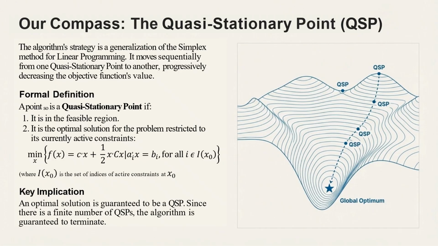Take a look at the diagram on the right. You can see the contour lines and a dashed path passing through several QSPs. This illustration perfectly demonstrates how the algorithm jumps from one point to the next by dynamically updating the active set. There is a crucial implication here. Since the global optimal solution is guaranteed to be a QSP, and because there are only a finite number of such points in any given problem, the algorithm is guaranteed to terminate in a finite number of steps. This ensures both the reliability and efficiency of our search process.